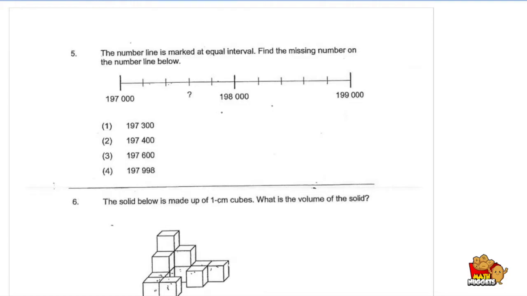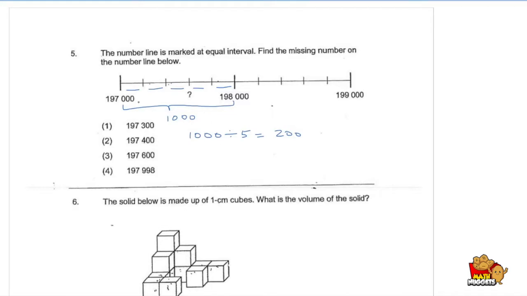Question 5, the number line is marked at equal intervals. So we're supposed to find the missing number. How many spaces are there? 1, 2, 3, 4, 5 spaces. And between 197,000 to 198,000 is actually 1000. So 1000, we have 5 spaces, right? So 1000, if I divide it by 5, I get 200, which means each space represents 200.